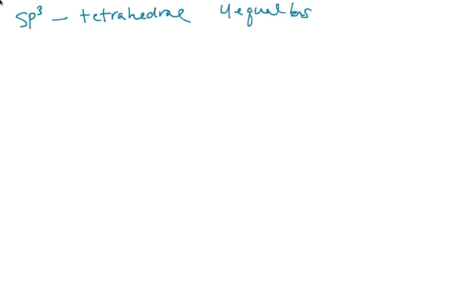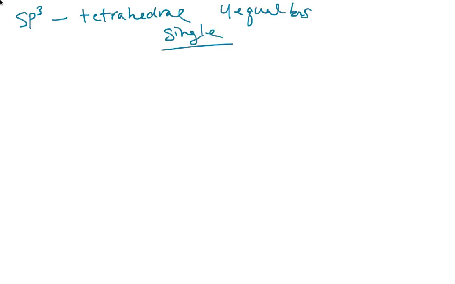So a thing to remember, sp3 hybridization is tetrahedral in geometry. It's 4 equal bonds. Actually, I should probably hurry up because we're going to run out of time. 4 equal bonds, or lone pairs and bonds. And it can only be single bonds. There can't be multiple bonds in an sp3 hybridized atom.